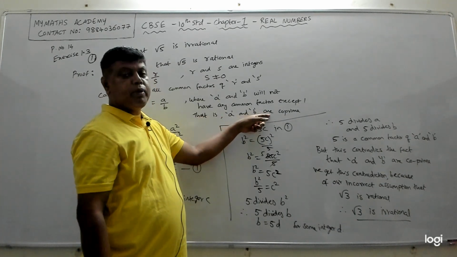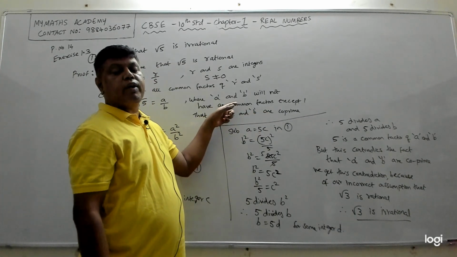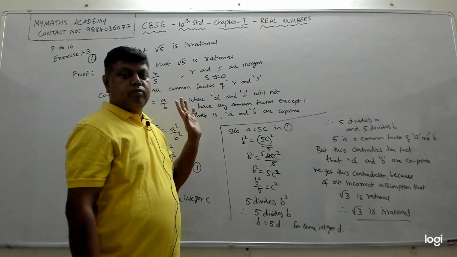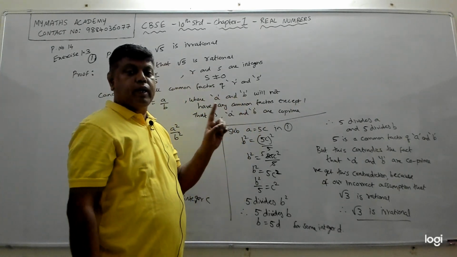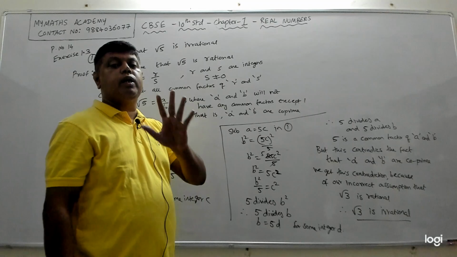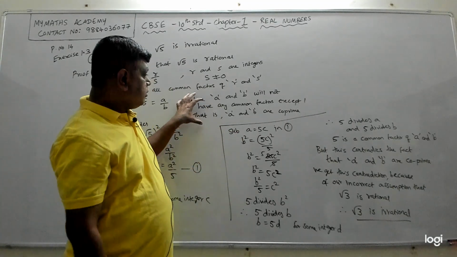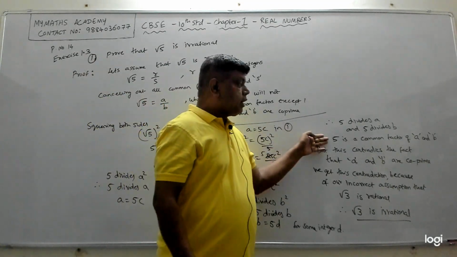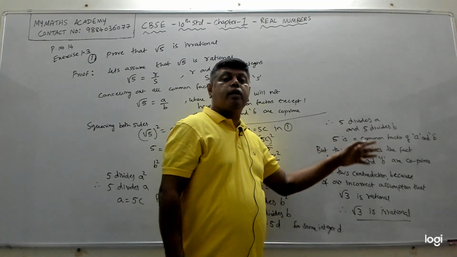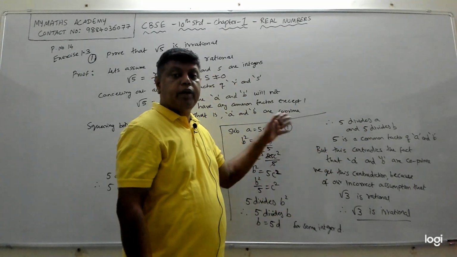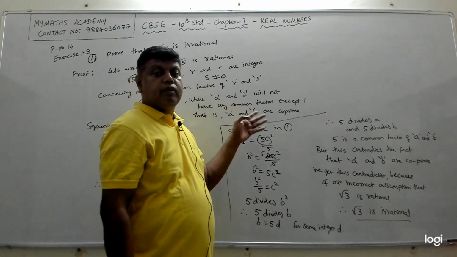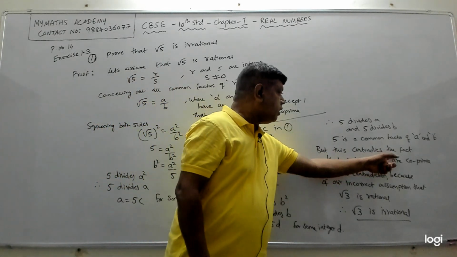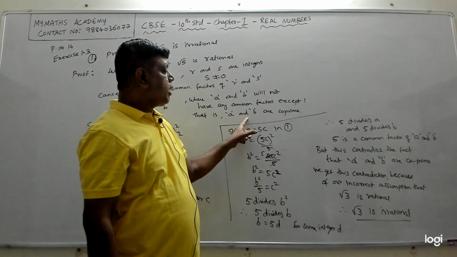A and b are co-prime means what? They will not have any common factors except 1. No number will divide both a and b except 1. 1 is the only number which will divide both a and b. That was the situation here. But what are we getting here? 5 will divide both a and b. This is contradicting this statement.